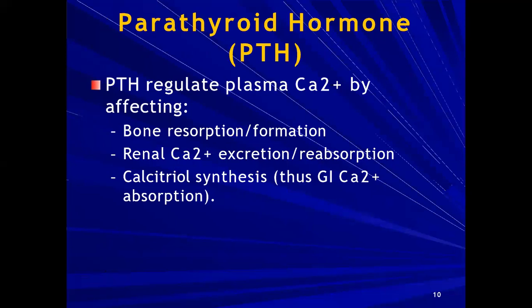So the parathyroid hormone regulates calcium by affecting bone resorption and formation, calcium reabsorption and excretion in the kidneys, and calcitriol synthesis. Remember that in the proximal small intestine, the duodenum, that is where calcium is absorbed, and it is dependent on vitamin D3 activation.